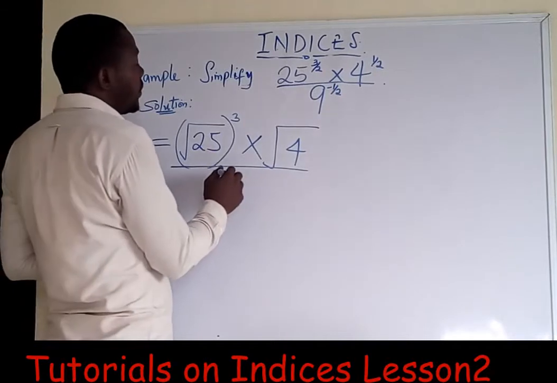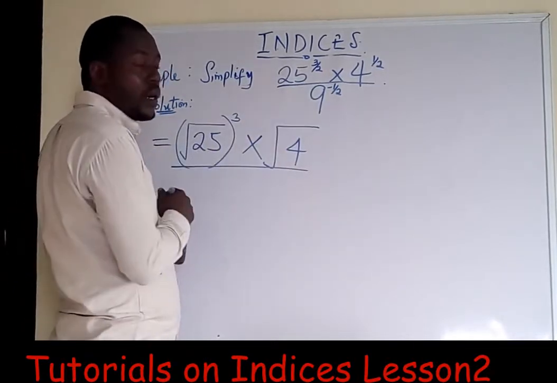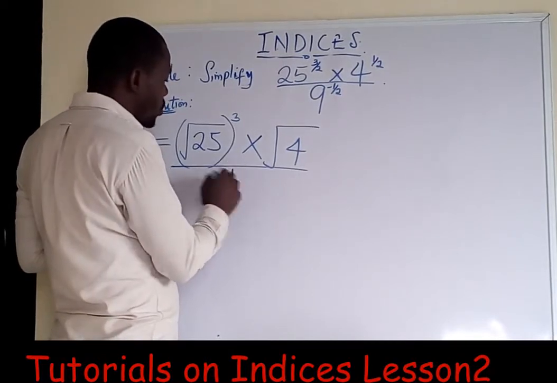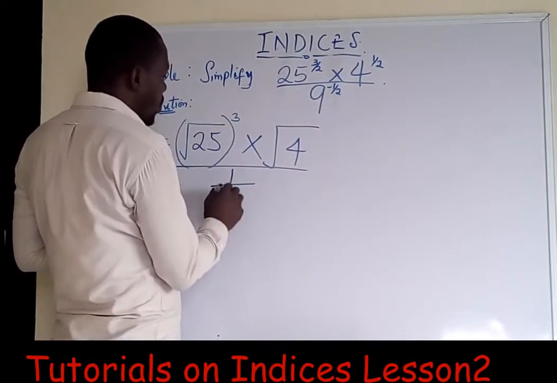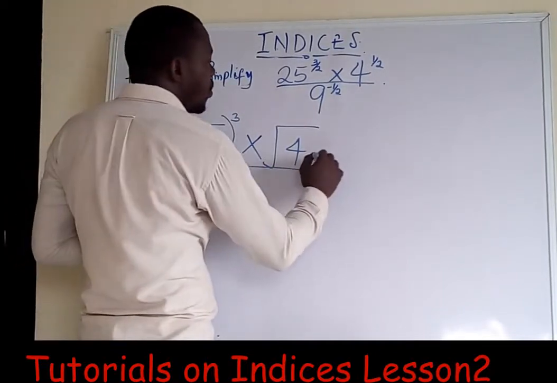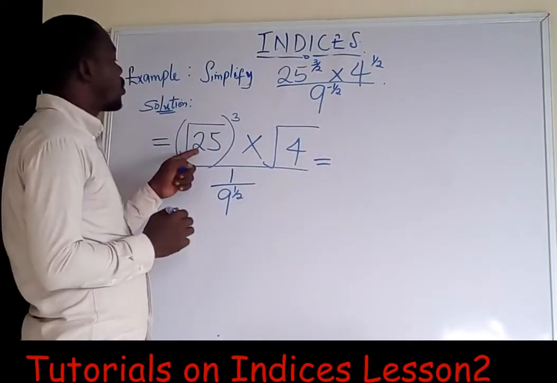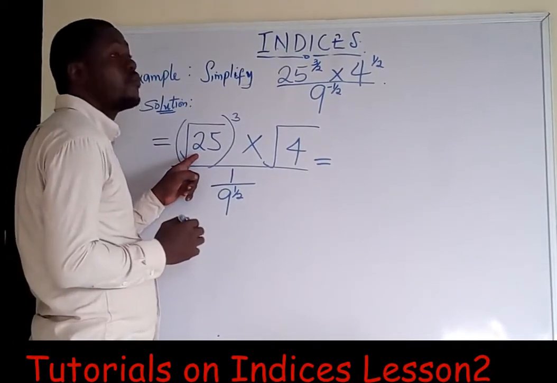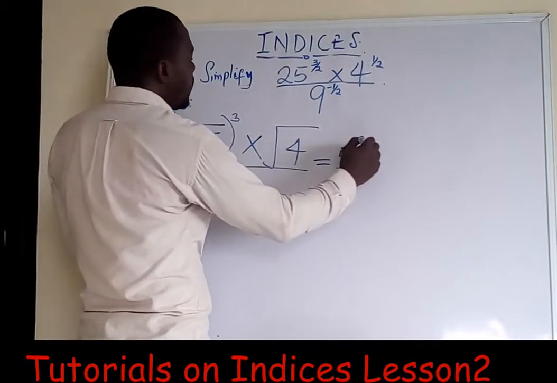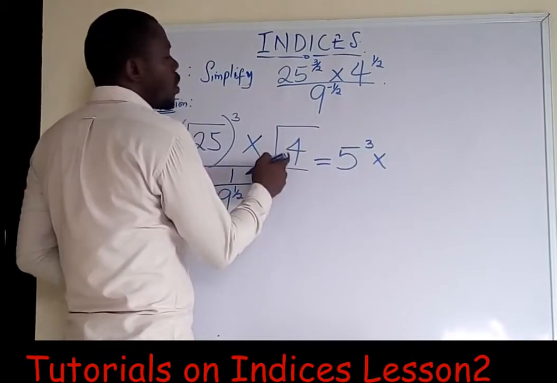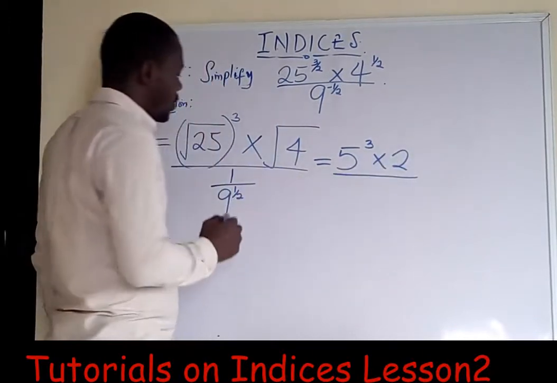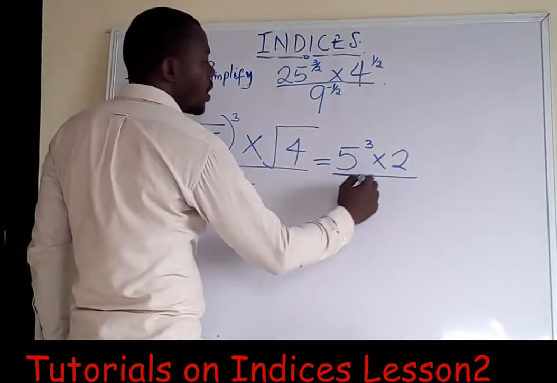9 over, write this as a power: 1 over minus 1 over 2. We are going to remove that minus. The minus will turn to 9 to this power. Now, what do we have here? The square root of 25 is 5. So we write 5 raised to the power of 3 multiplied by the square root of 4, which is 2. Everything divided by 1 over.